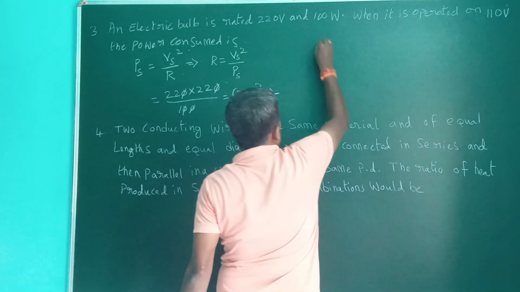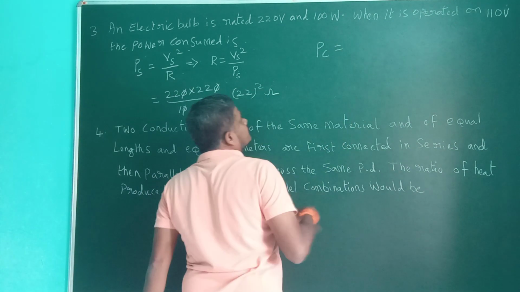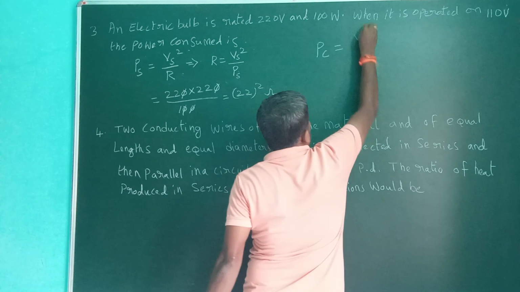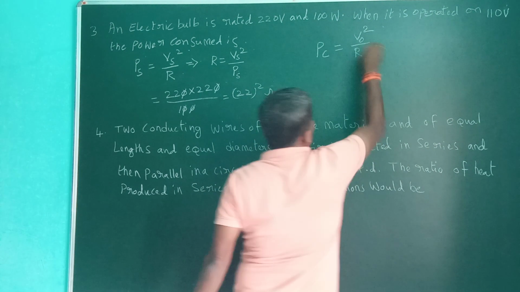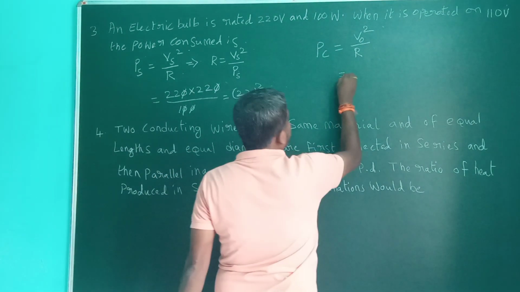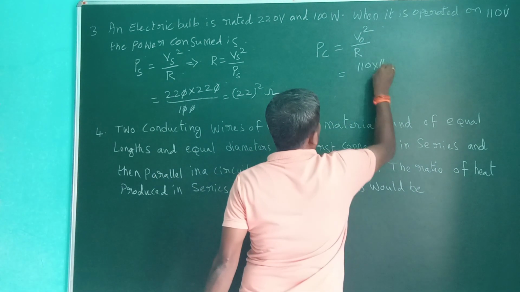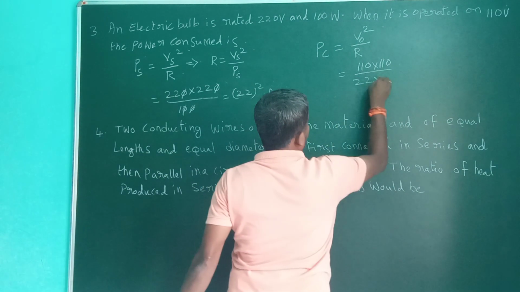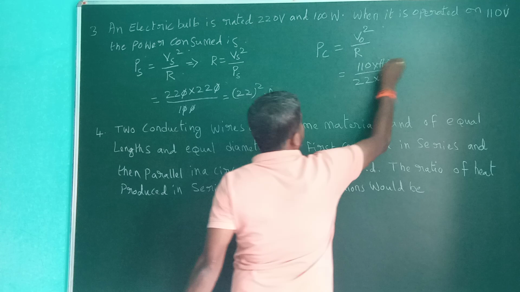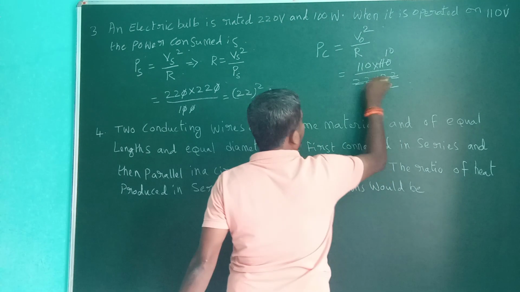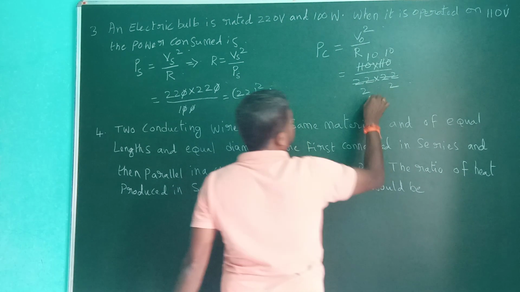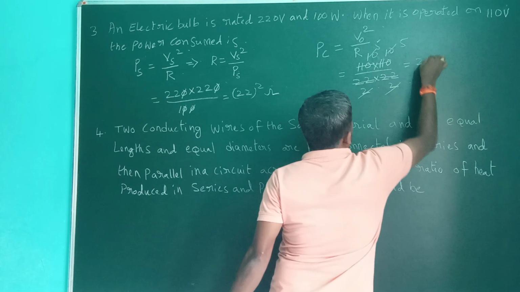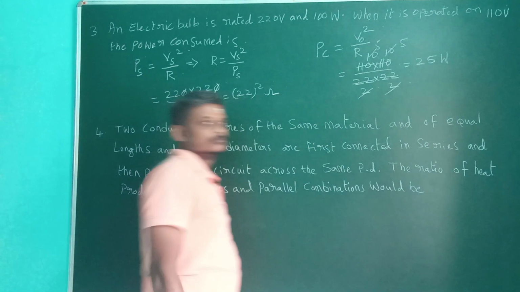Then power consumed is operating voltage square by resistance of the coil, that is 110 into 110 divided by resistance of the coil, which is 22 into 22. 11 tens are 11 twos, 2 fives are 2 fives, we get 25 watt.